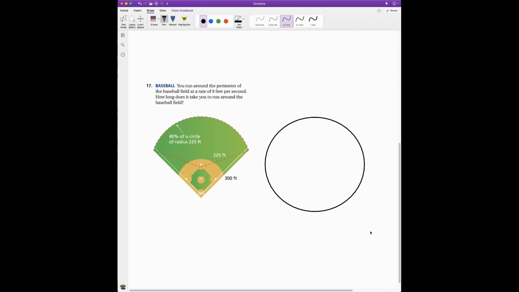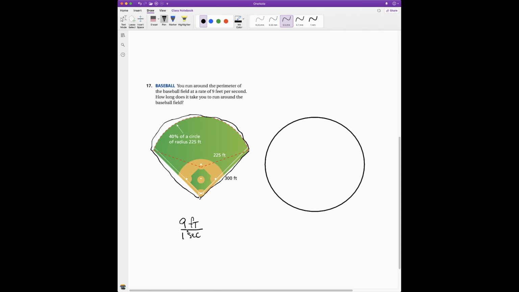So let's look at number 17. So you run around the perimeter of the baseball field. So you start down here, let's say, and you run here, and then you're going to run all the way around this part, and then back to here. And you want to know how long does it take you. And we already know how fast you are. You can run at 9 feet for every 1 second. So in 1 second, you have run 9 feet. So that's a lot faster than me.